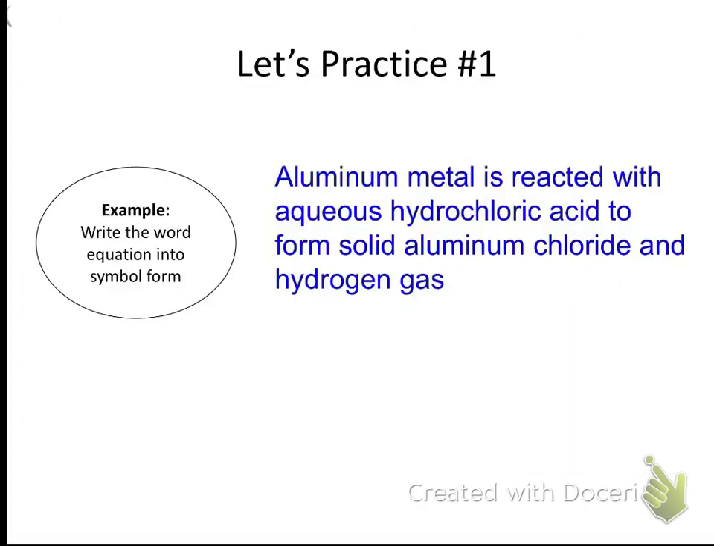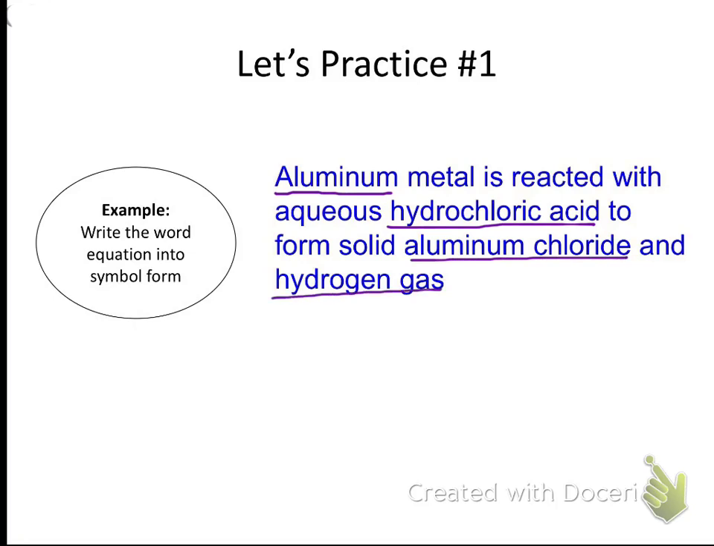All right, so here we have a sentence. Aluminum metal is reacted with aqueous hydrochloric acid to form solid aluminum chloride and hydrogen gas. So we need to put this into a chemical equation. First we need to underline the things that are involved. So we've got aluminum, and then we've got hydrochloric acid to form aluminum chloride and hydrogen gas.